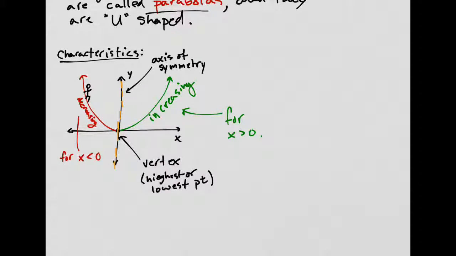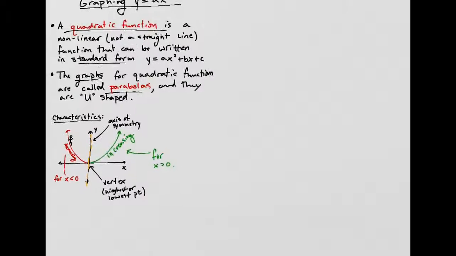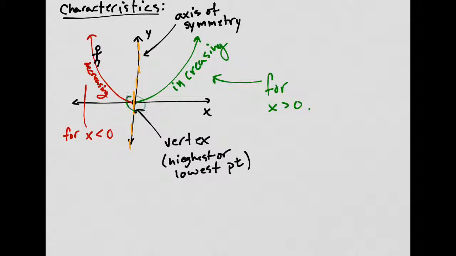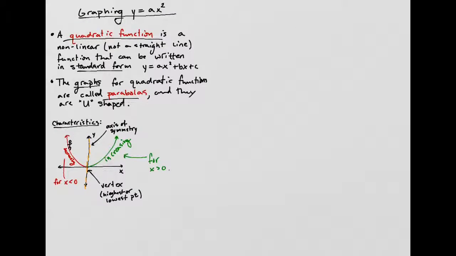I think we can just stop there. I'm going to actually do an example. So it's decreasing from left to right if you're going downwards, increasing from left to right if you're going upwards. The axis of symmetry is in the middle. The vertex is also a point in the middle. So let's take a look at another example.